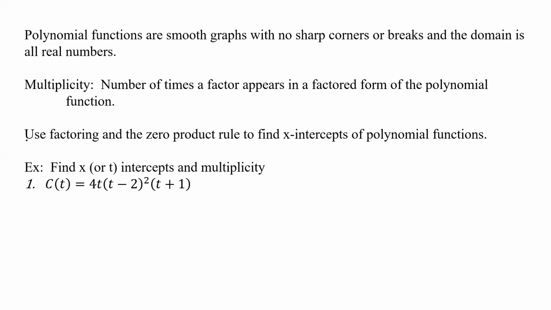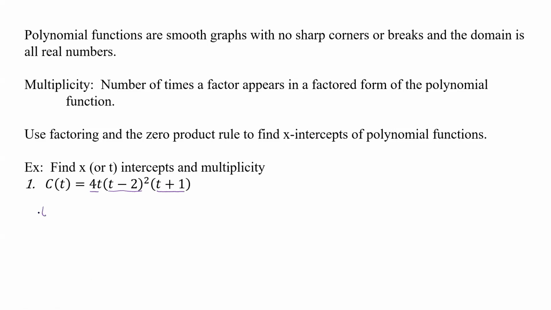So the first thing we need to do is find the x or t intercepts, since some of these are in terms of t and some are in terms of x, and the multiplicity. Since this one's factored already, all we have to do is set each of the factors equal to 0 and solve for the variable. In this case, the variable is t.